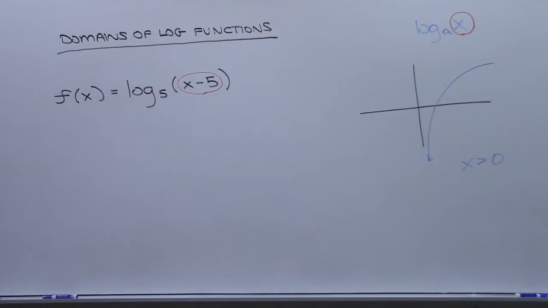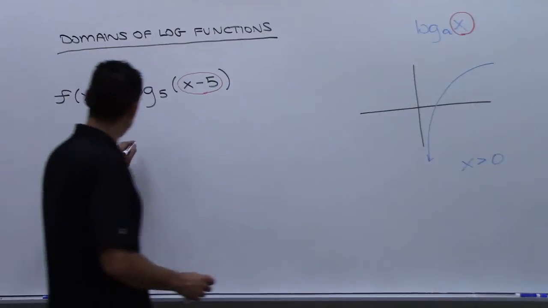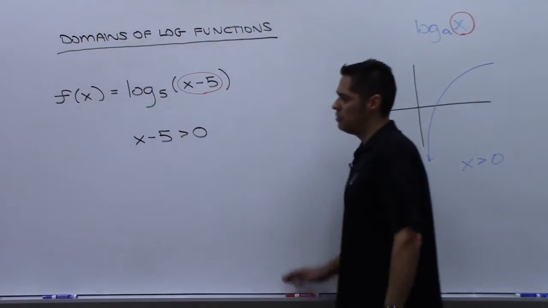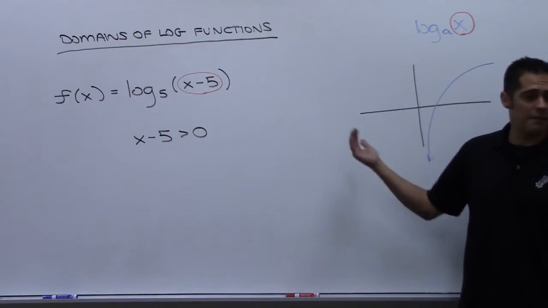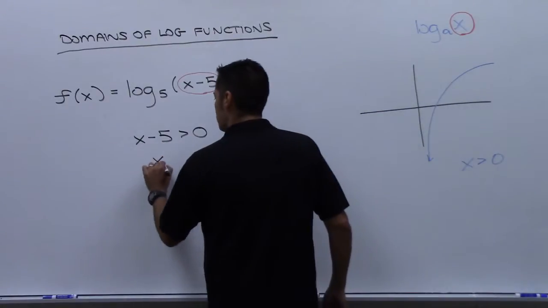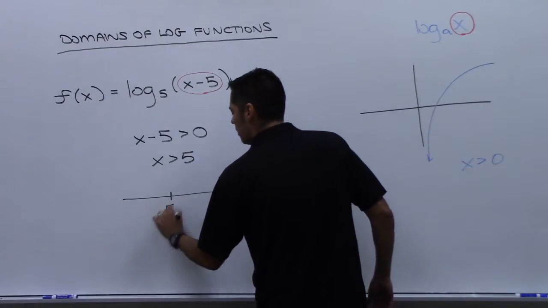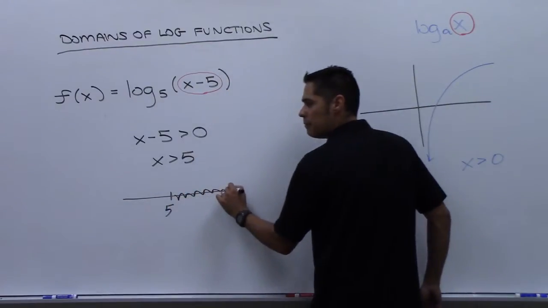That must be greater than 0. So we just write that down, and then solve that linear inequality. Just add 5 to both sides. X must be greater than 5. And on a number line, that's 5, and that's everything over here, right? Yeah, but not 5.